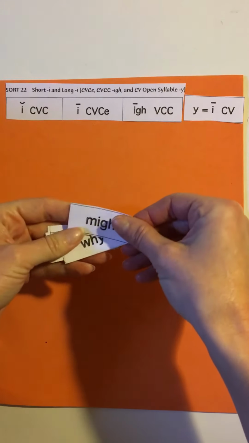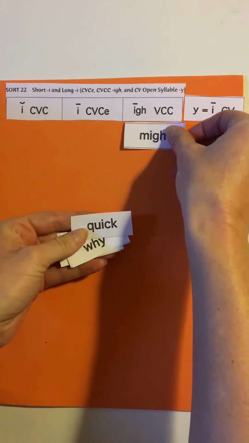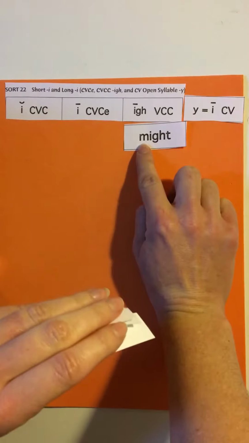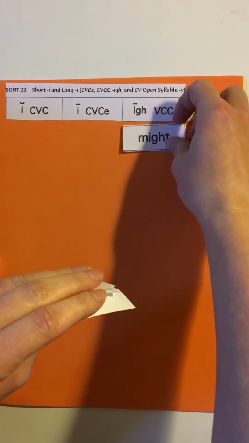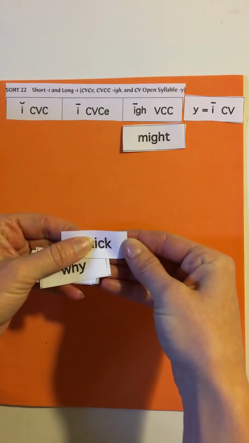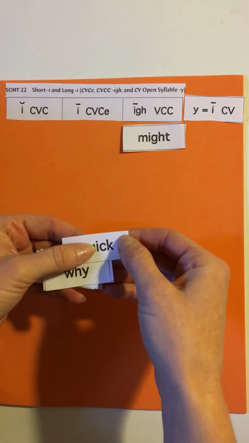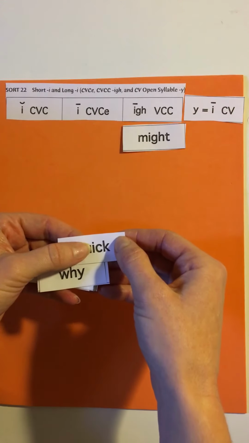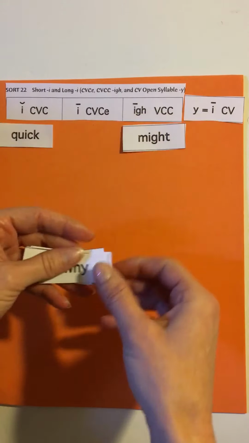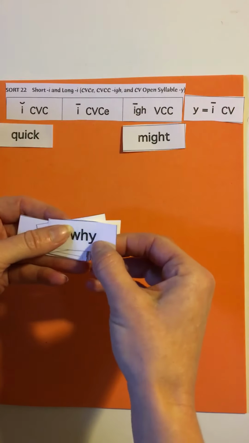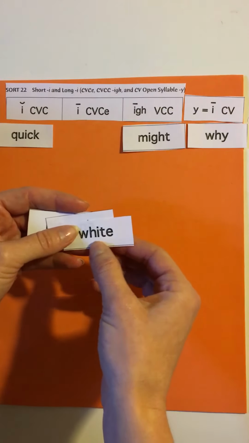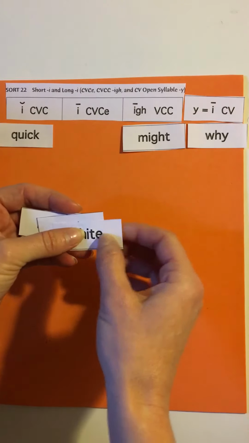So our keywords, might, we have IGH. It. There's really only 3 sounds in that word. It, but the I is spelled IGH. Quick, we hear a short I sound, and then CK. If you have a short vowel and then you hear a K sound, it's spelled CK. Y, we see a Y, but we hear an I, so we put that here. White, we have an I with a silent E, and that's a long I.